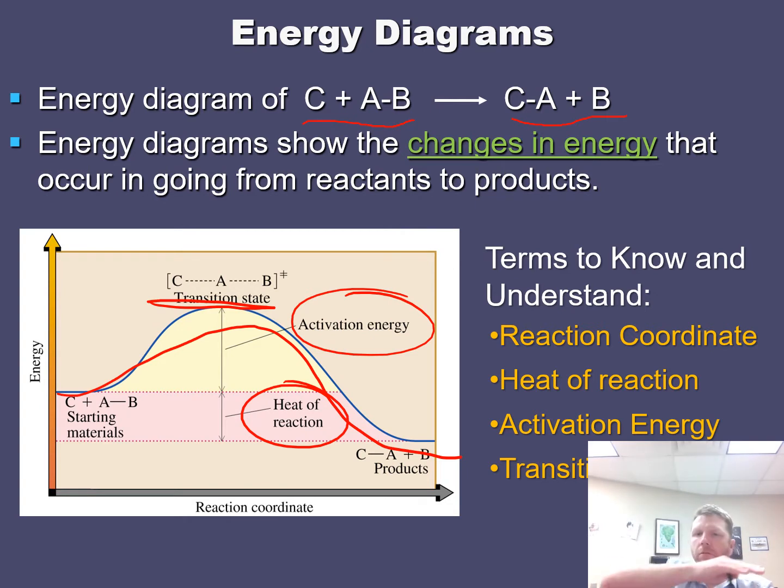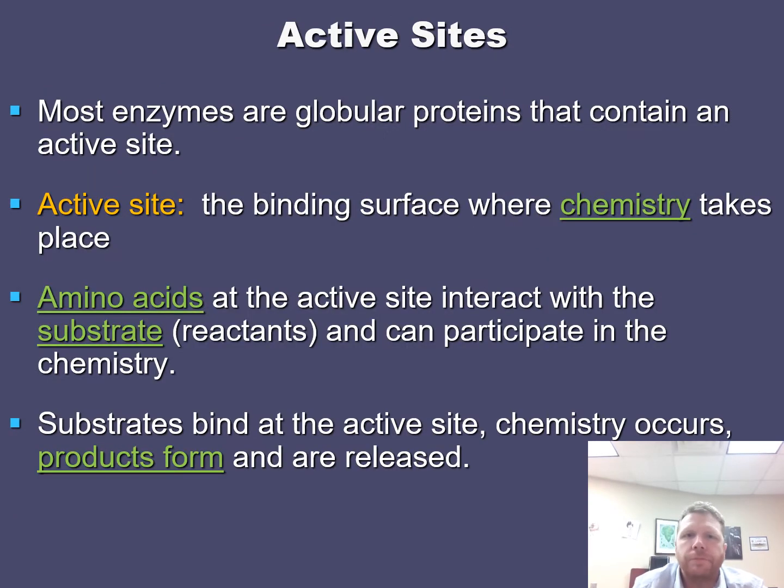So we start, we go up, and then we drop down lower than the products. If we drop down higher than the products, well, then we've created something that's less stable. So that's not ultimately going to be a good thing.